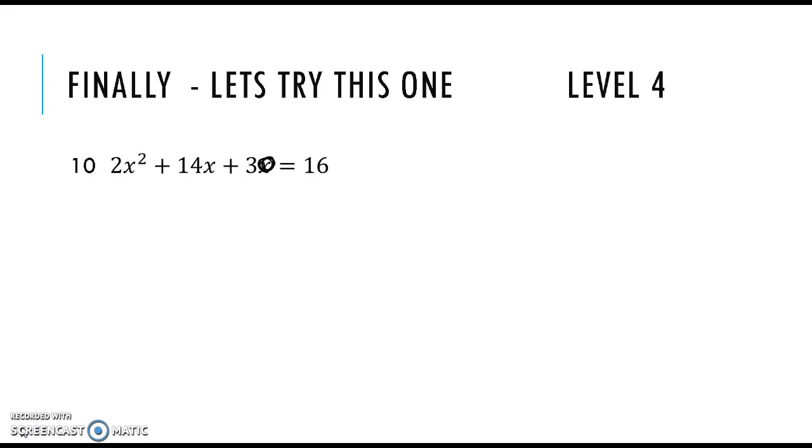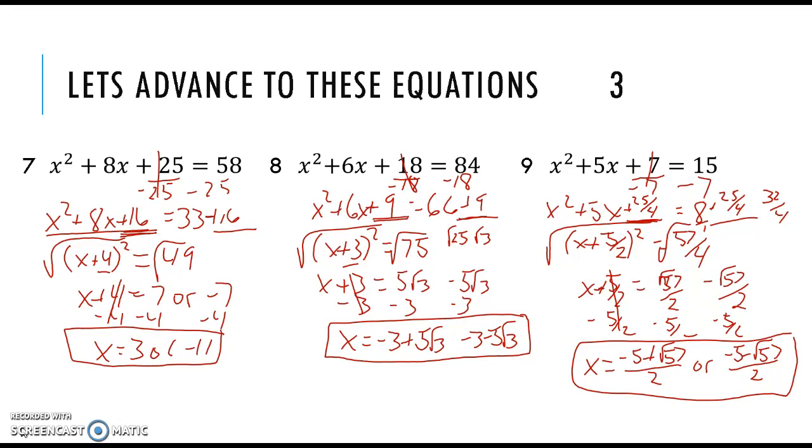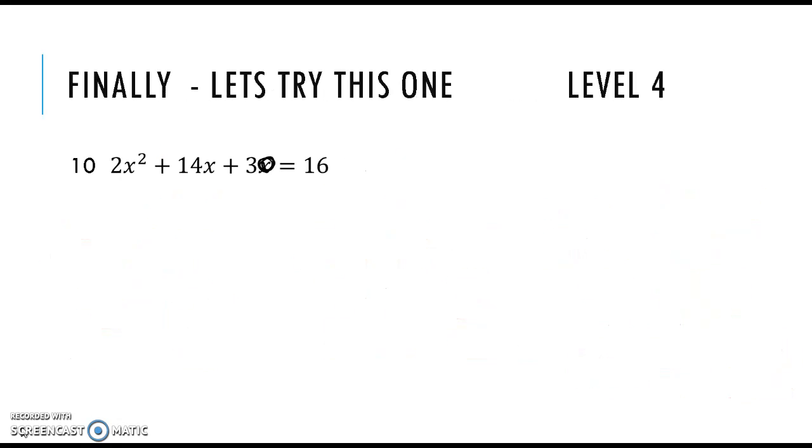So I'm going to solve this equation, but in order to solve this, I need to get the x squared by itself. So if you ever have a coefficient out here in front of the x squared, you're going to have to divide everything by that number first. So I'm going to divide everything here by 2 first, because I need it to be just x squared. So it's going to be x squared plus 7x plus 15 equals 8.